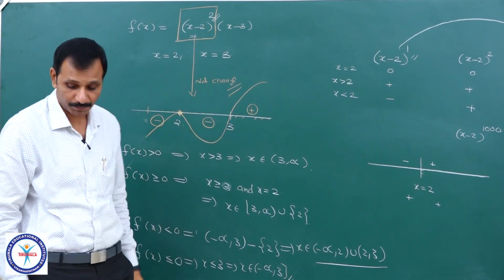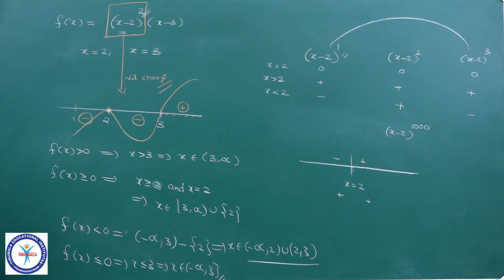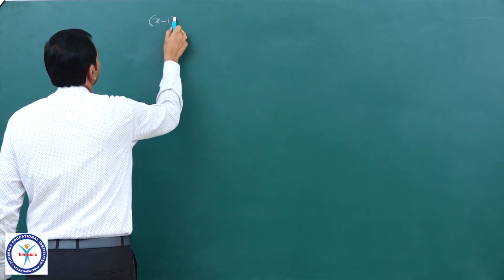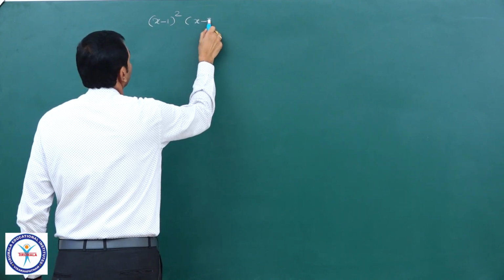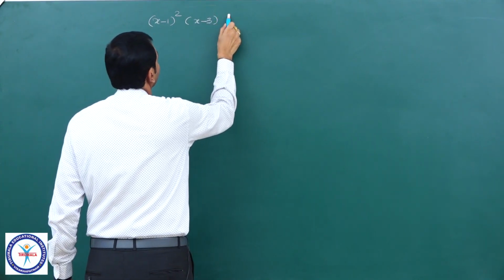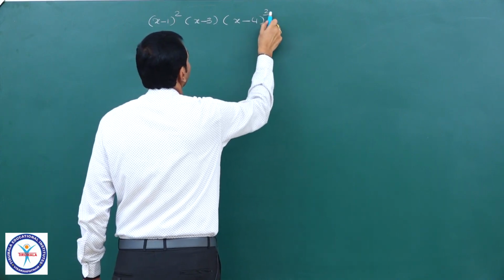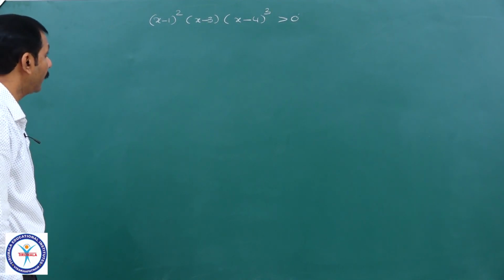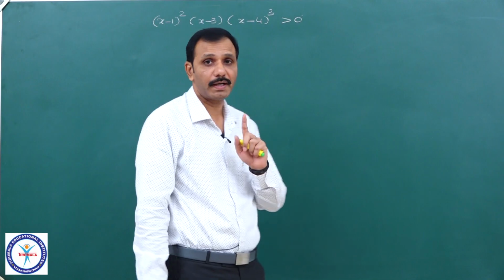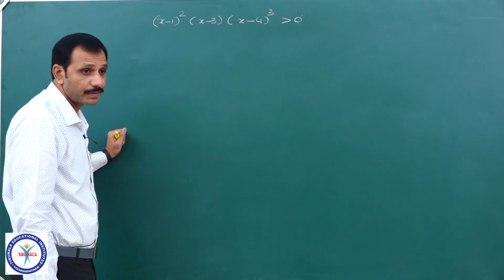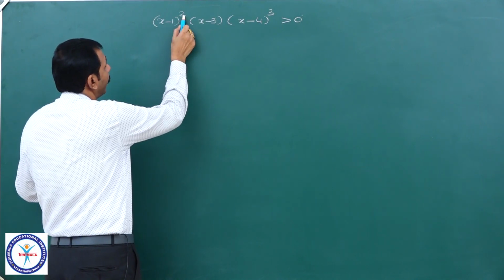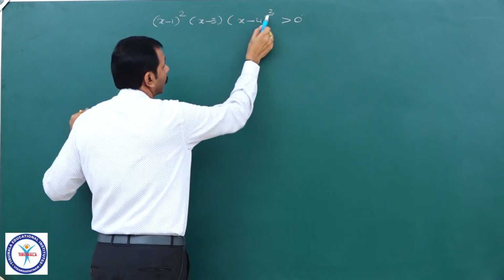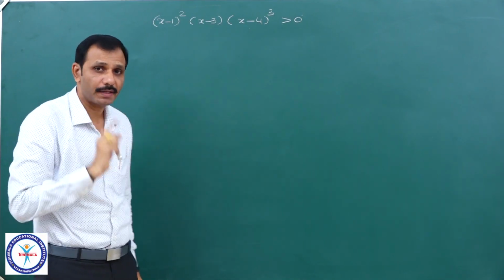We will see one more problem. I want values of x where (x minus 1) whole square into (x minus 3) into (x minus 4) whole cube is greater than 0. Now, observe this. The power of this linear factor is 2, even. Here 1 is odd, here 3 is odd. Means you need to observe.